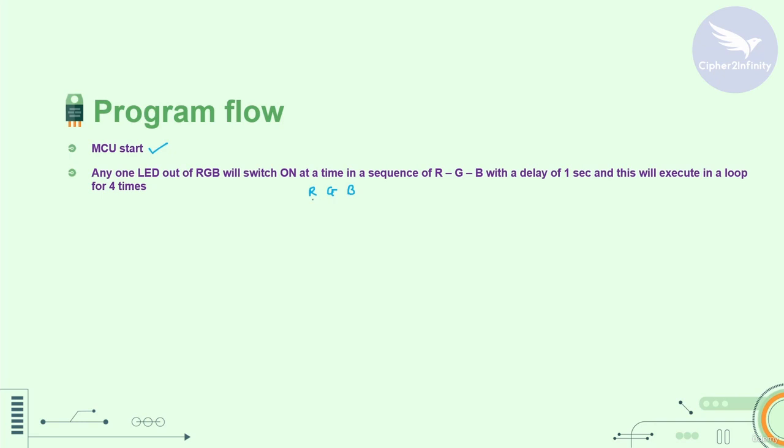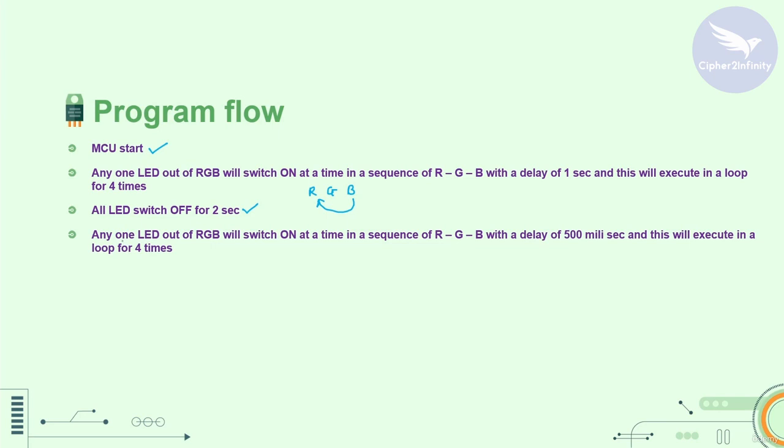In this way, the RGB LED will get switched on, and this sequence will execute 4 times. So RGB, and after that the red LED will get switched on, then green, blue, and again in the same way it's going to execute 4 times. That's the second line. Then after that, all LEDs will get switched on for 2 seconds. That's the third point.